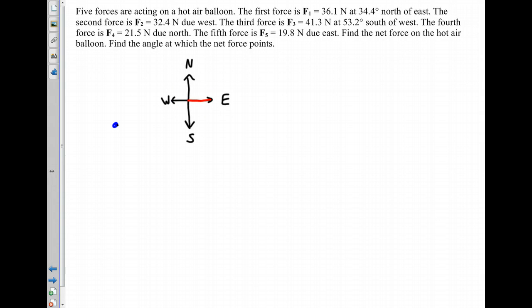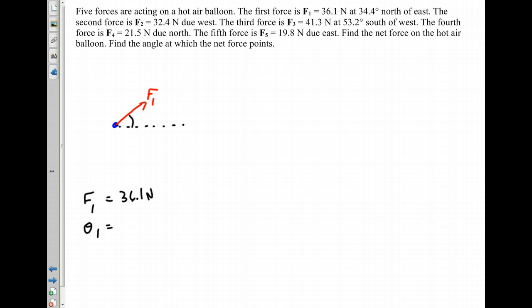Let me take this away. So it's north up from east, right? So it's up some amount. And we'll estimate the angle like that. Okay. There's F1. As I draw my picture, I'm also going to list these values. F1 is 36.1, and theta 1, the angle, is, I better draw it into my picture, theta 1, and it's 34.4.